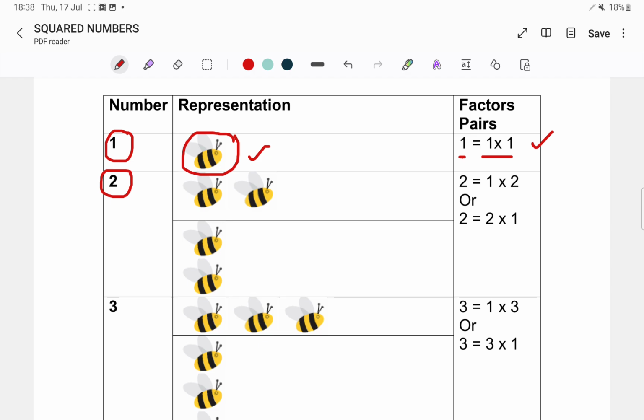Then I take another number, 2, and here I have two array representations using a symbol. I can represent 2 as one row of 2 symbols or 2 rows of one symbol. But these arrangements as a visual representation are different. But if I write a factor pair, I can write 1 by 2 for 2 or I can write 2 by 1, but they will be the same thing. So we need to choose either one of them.